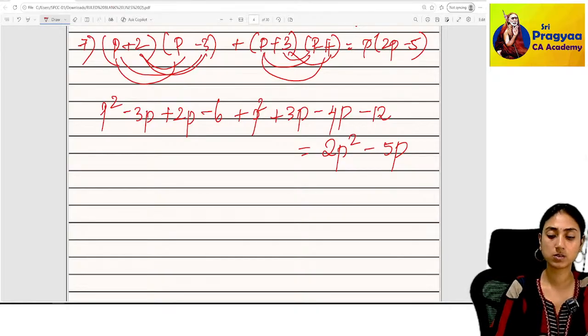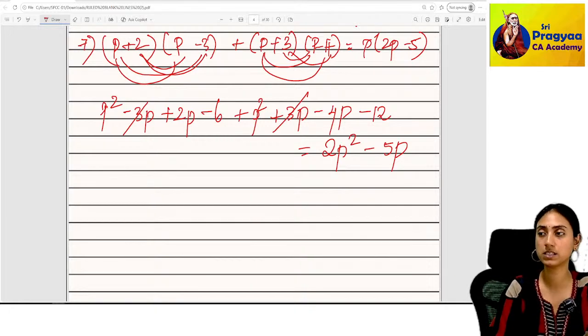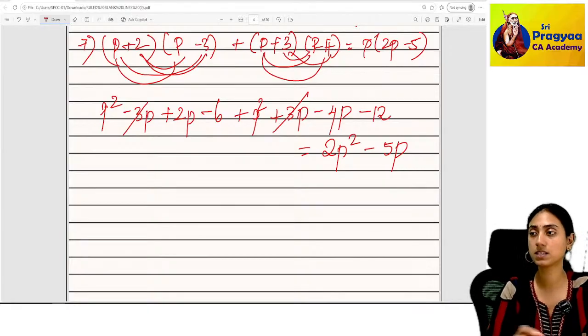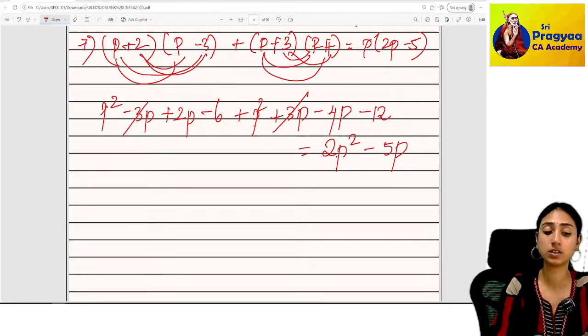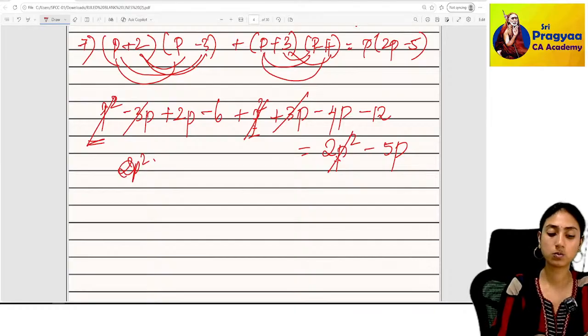Okay? So, what do you have? 3p minus 3p will get cancelled. p squared plus p squared is? p squared plus 3, p squared is? 2p squared. This side also you have a 2p squared. You cannot cancel these, this is plus, this is plus. If you add these two you get 2p squared, and this side you have a 2p squared. Those two will cancel. Okay? So, what are you left with?